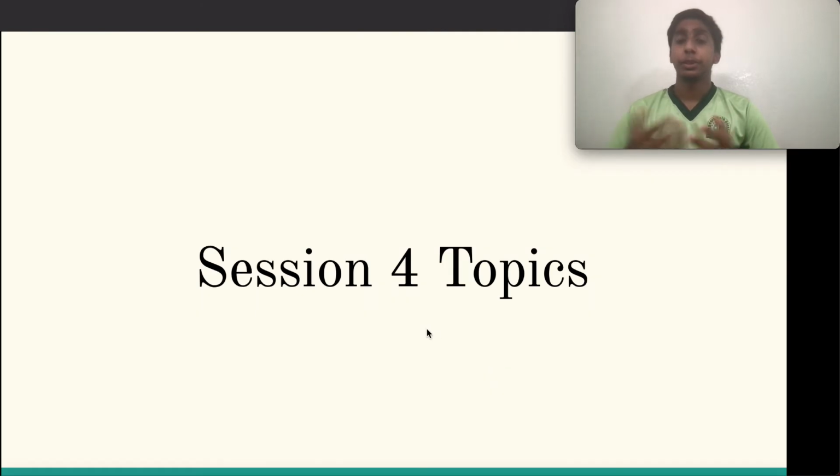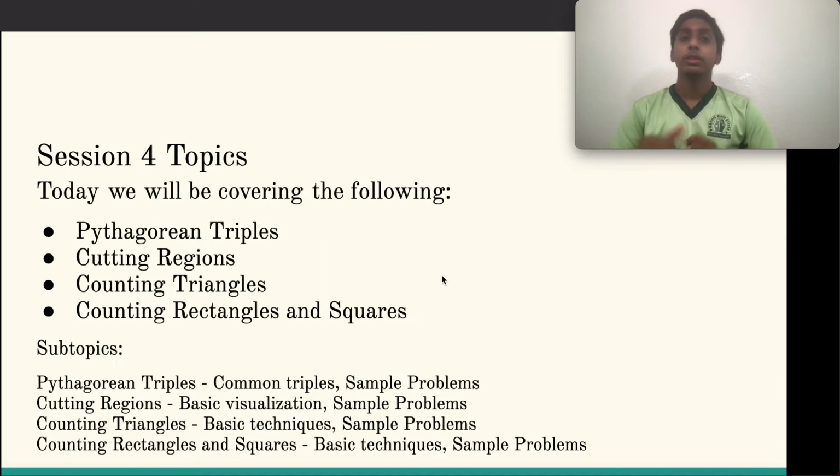So session 4 topics. What exactly are we going to be learning today? Today we will be covering the following: Pythagorean triples, cutting regions, counting triangles, and counting rectangles and squares. As the name might suggest, today we're going to be going very deep into possibilities, like how many possibilities are there of this happening? How many possibilities are there when you have this plane cut by this many lines? It's going to be relying heavily on combinations, so we'll be reviewing those too.